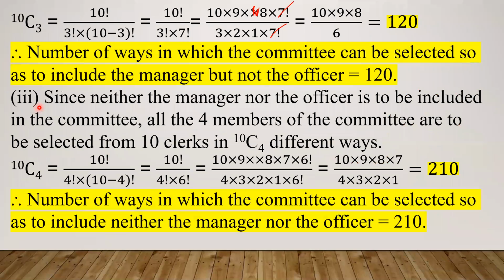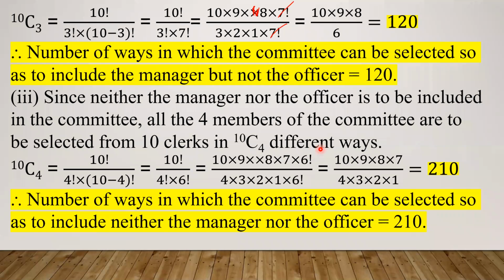Look at here. I have written the explanation. Since neither the manager nor the officer is to be included in the committee, all the 4 members of the committee are to be selected from 10 clerks. And that can be done in 10C4 different ways.